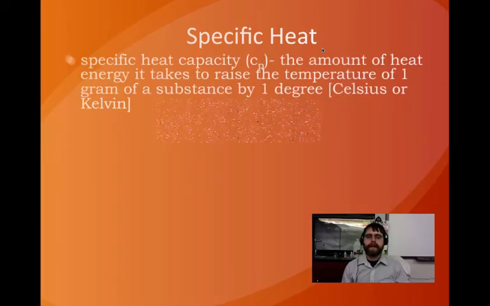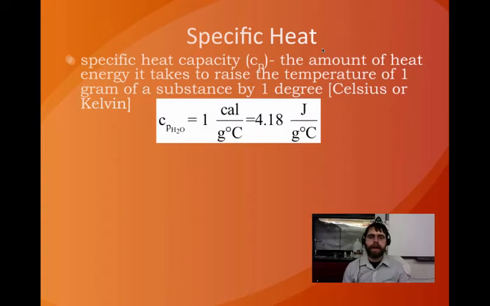Anyway, specific heat capacity, abbreviated as C subscript P, is the amount of heat energy it takes to raise the temperature of 1 gram of a substance by 1 degree Celsius. And because the steps on Celsius and Kelvin are the same, we could also say it's by 1 degree Kelvin instead. For water, the specific heat capacity is 1 calorie per gram degree Celsius, or 4.18 joules per gram degree Celsius. And of course, we put Kelvin instead of degrees Celsius in the denominator there.